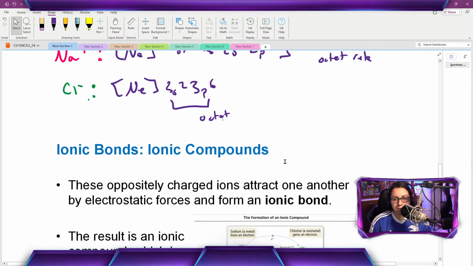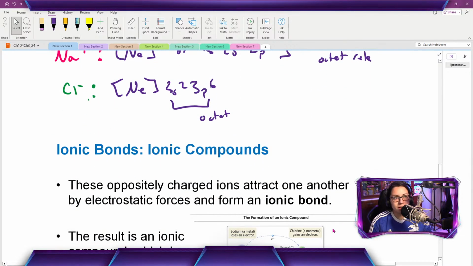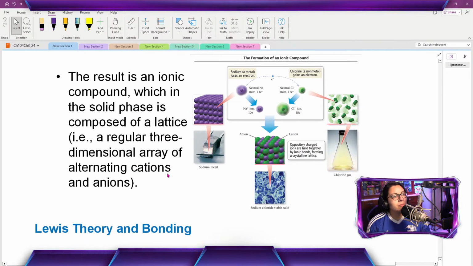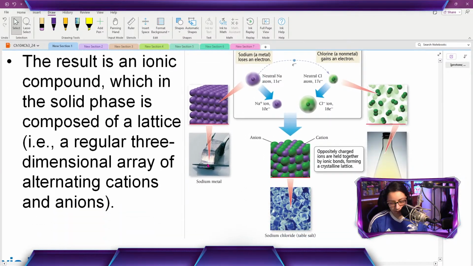Any questions on that? And of course, we saw they form oppositely charged ions, which again are attracted to one another and are held together by those electrostatic forces. And so here is just another representation of that.